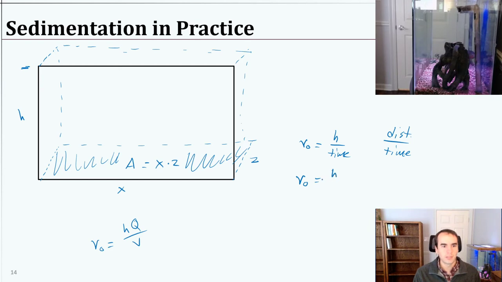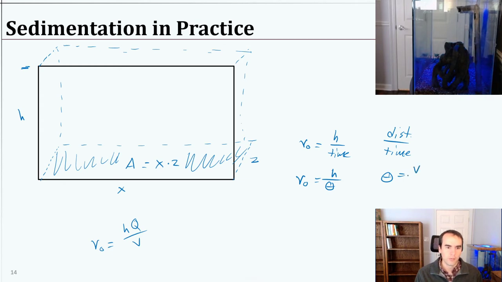So we still have H, this time we're going to divide it by theta, because theta is just that. Now, we remember that theta is V over Q, the volume divided by the flow rate. So when we put that into this equation, we say V naught is equal to H divided by theta, and since we're dividing by theta, we can just invert it. We have H times Q divided by V. So that's where we got this portion that we were talking about earlier.